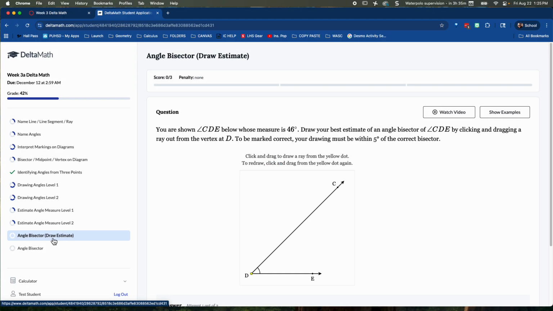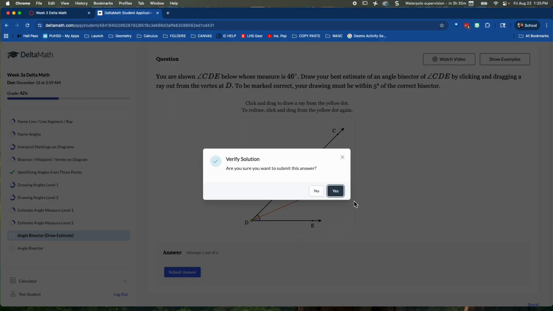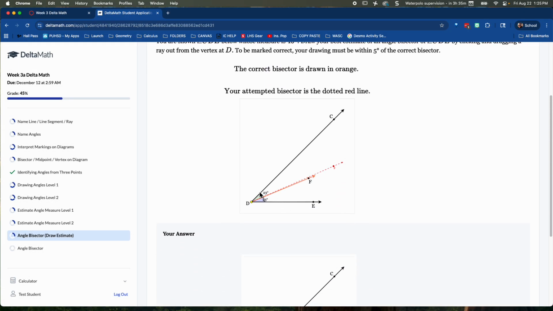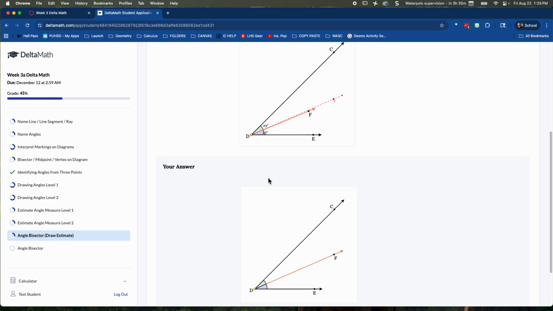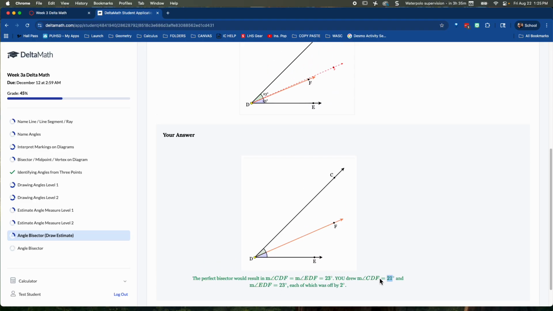Now these next ones, I may or may not include how to estimate an angle bisector, but what we're trying to do here is find a line that's in the middle. So I want to draw a line that splits those two halves into two equal pieces. So I'm going to go about there. That looks good enough. And I was close enough. It even gave me the same angle for each one, 23 and 23. So I drew one that was at 21, which was off by a couple of degrees.